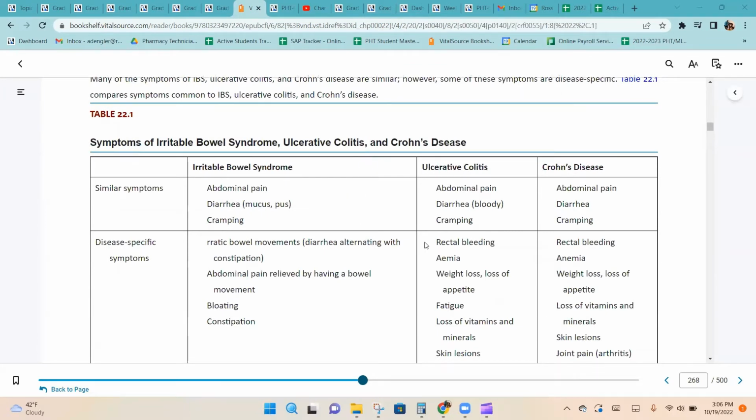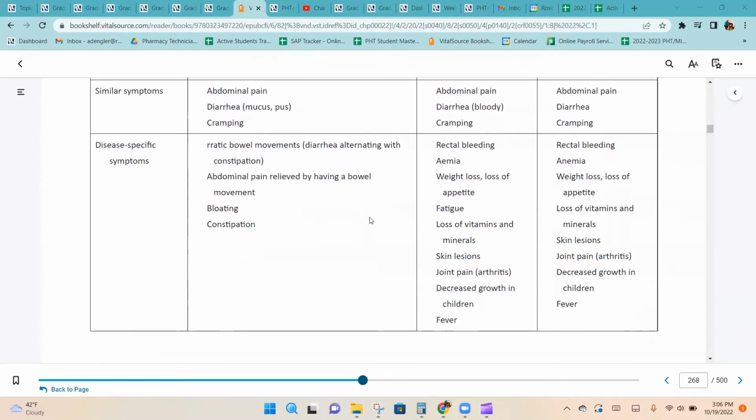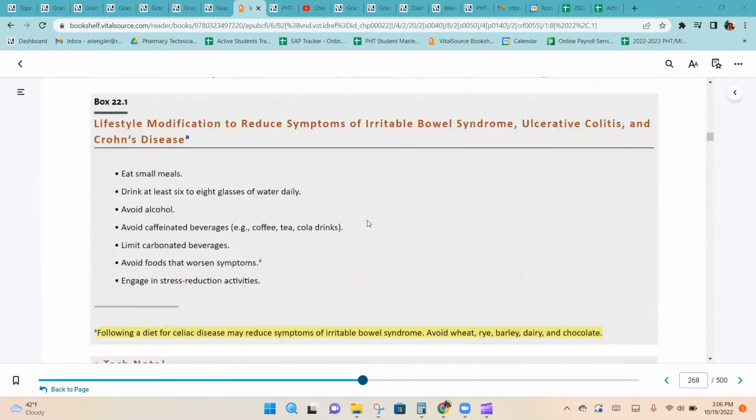So this chart lists symptoms of irritable bowel syndrome, ulcerative colitis, and Crohn's, so you can kind of see the difference. There are some lifestyle modifications to reduce symptoms of irritable bowel, ulcerative colitis, and Crohn's.